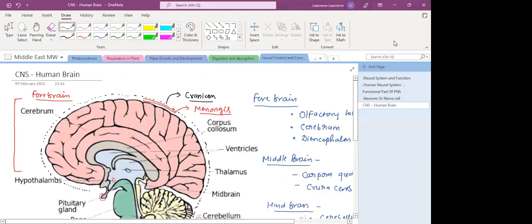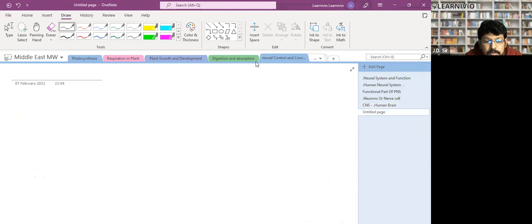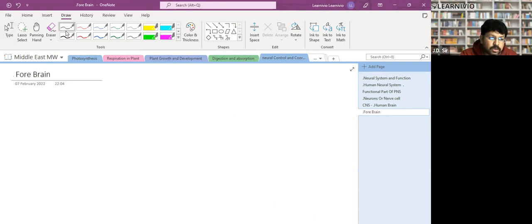Sir, can you say the subheading again? The subheading is parts of brain. Basically there are three parts of brain. The first subheading is forebrain. We have discussed that the forebrain is further subdivided into three parts.